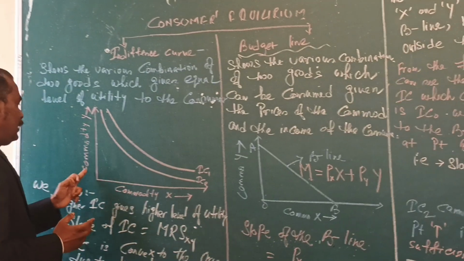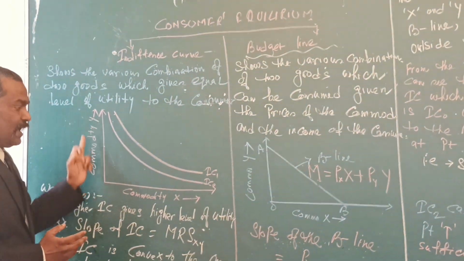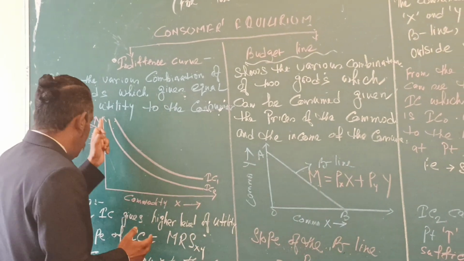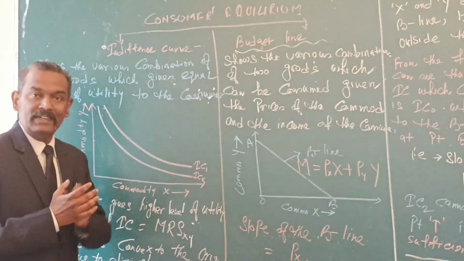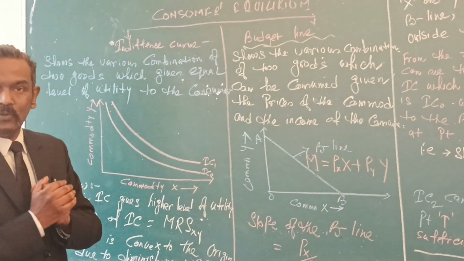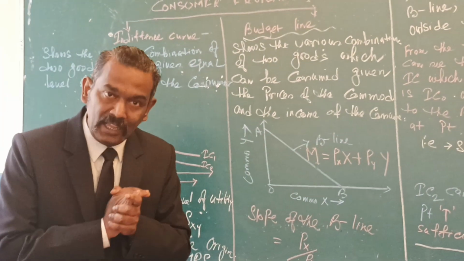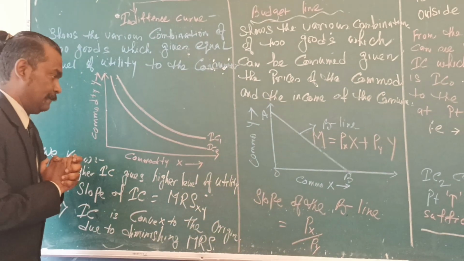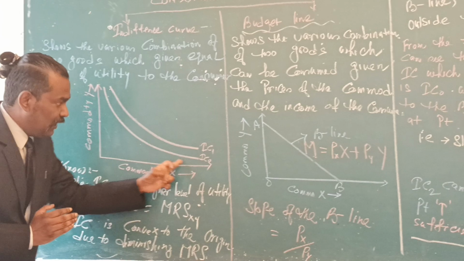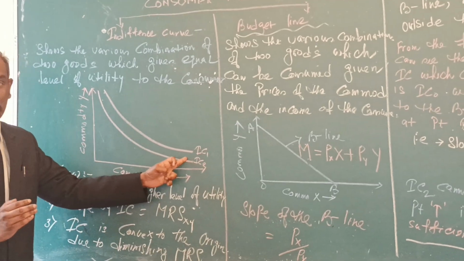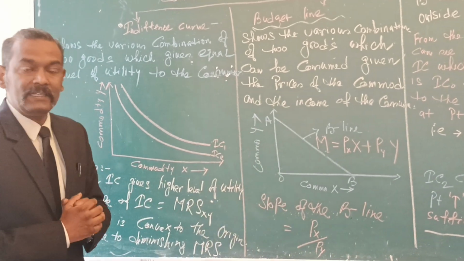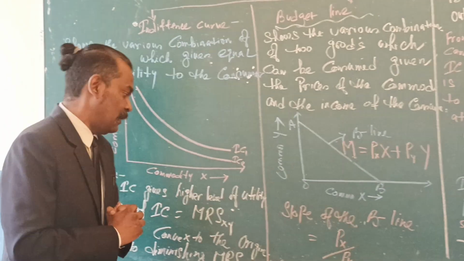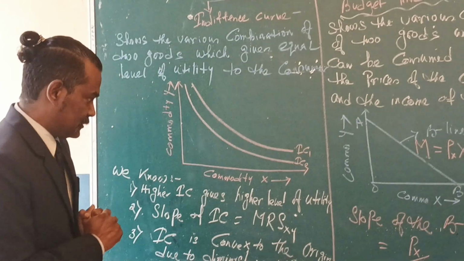So, taking commodity Y on the y-axis and the commodity X on the x-axis, the indifference curve is negatively sloped. This we have already studied in the properties of the indifference curve. That is, the slope of the indifference curve, which is negative, is nothing but the marginal rate of substitution between the two commodities.